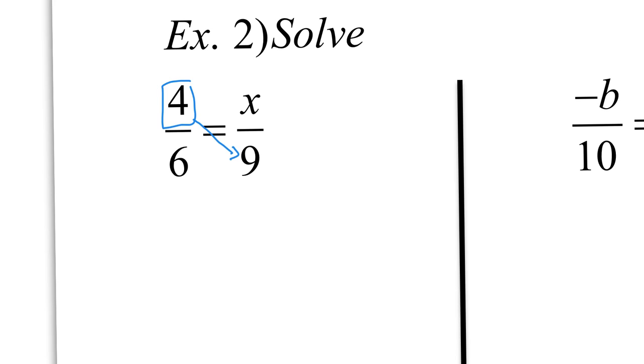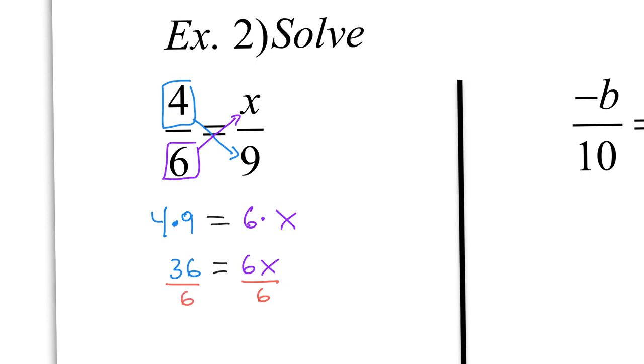So going back to here, I am going to multiply 4 times 9. I'm going to set that up here, 4 times 9. I'm going to bring down the equal sign, and I'm going to multiply the denominator times across, 6 times x. So 4 times 9 is 36. You're going to equal that to 6x. And you want to get the x by itself, so I'm going to divide by 6 here. We get 6 on one side, 36 divided by 6. On the other side, this turns into 1, and there's the x. So my answer is 6 equals x, or you can say x equals 6.